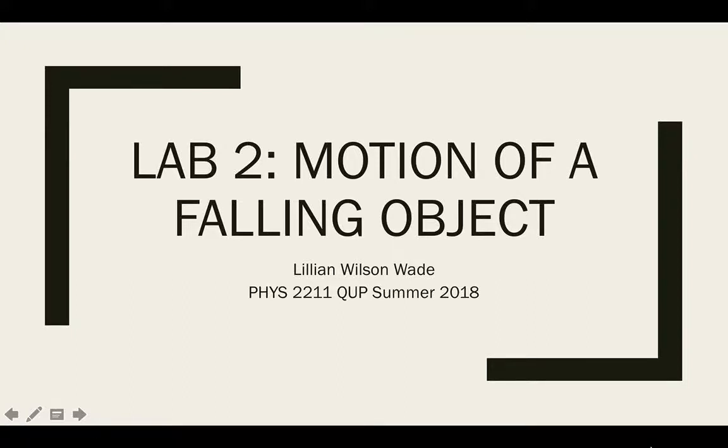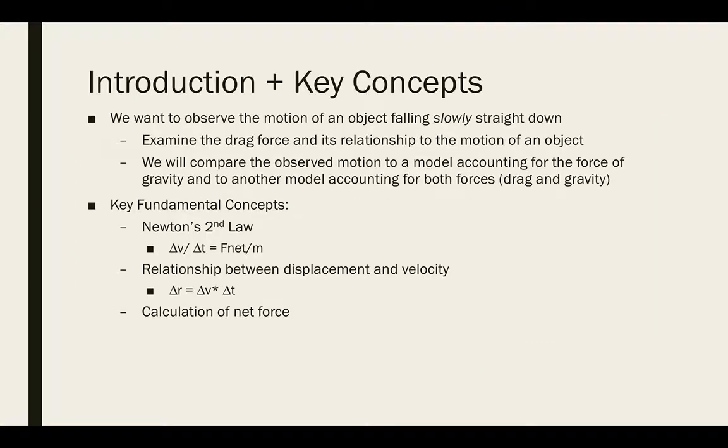My name is Lillian Wilson-Wade, and today I'll be discussing my observations from Lab 2. In Lab 2, we had the task of observing the motion of an object falling slowly straight down. We needed to examine the drag force and its effect on the object's motion, and we also had to compare the observed data to predicted models, accounting for both just gravity and for gravity and drag.